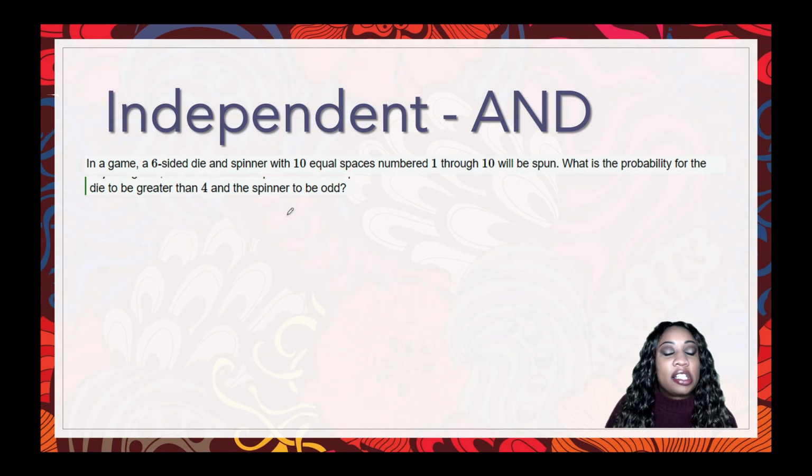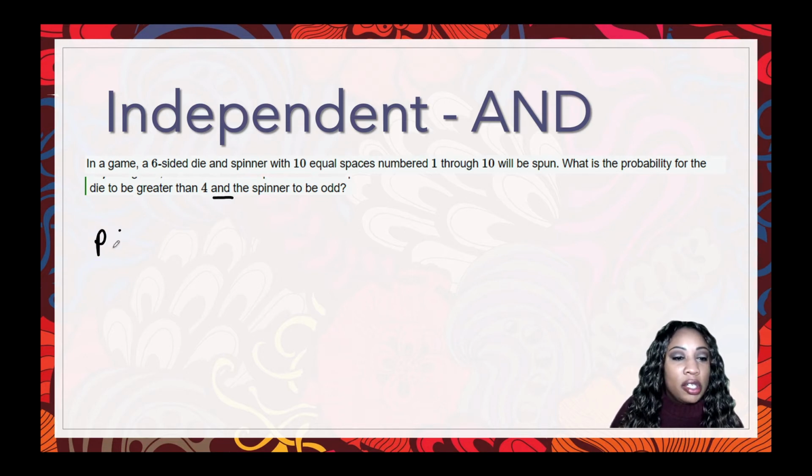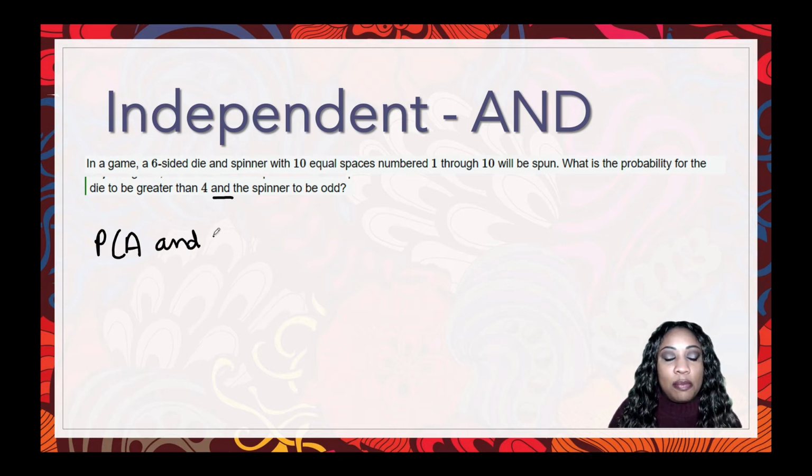All right, let's look at another independent and probability question. So when I'm given a scenario like this, I go straight to the question to see whether I'm going to have an and or an or an if problem. So it says, what is the probability for the die to be greater than 4 and the spinner to be odd? Which means I'm going to use the probability of A and B.